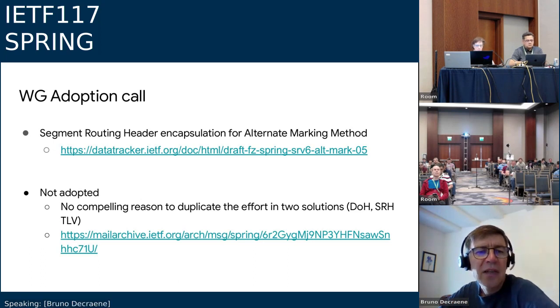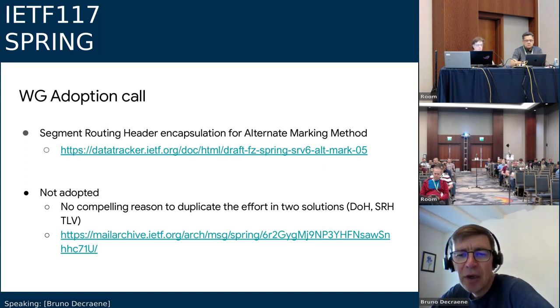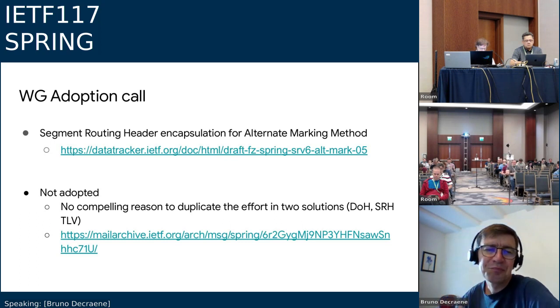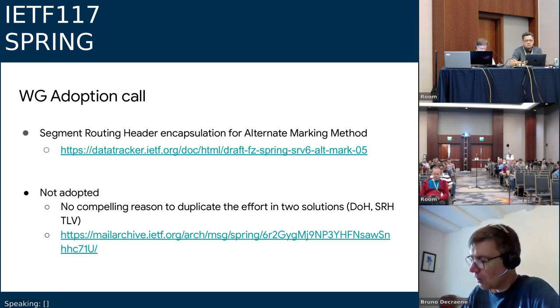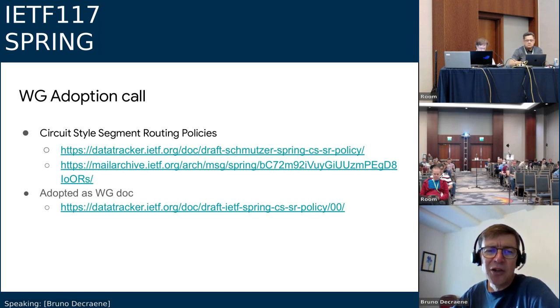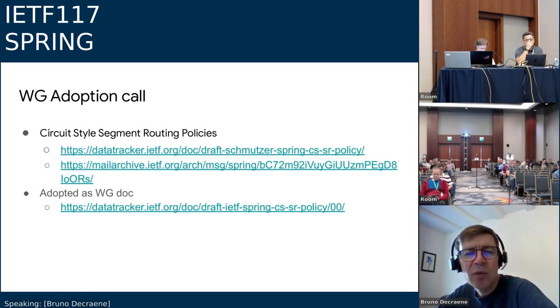In terms of document status, we did an adoption call for segment routing header encapsulation for alternate marking. The result is that the document is not adopted. And the reason is that we already have a DOH option in IPv6 for that. And there is no compelling reason to duplicate the work in SRH TLV. We did another adoption call for circuit style segment routing policies, and the document has been adopted.